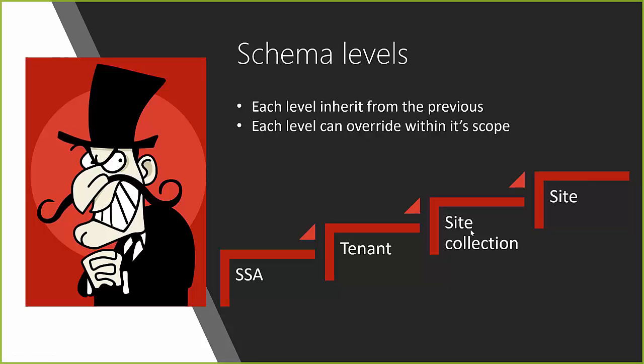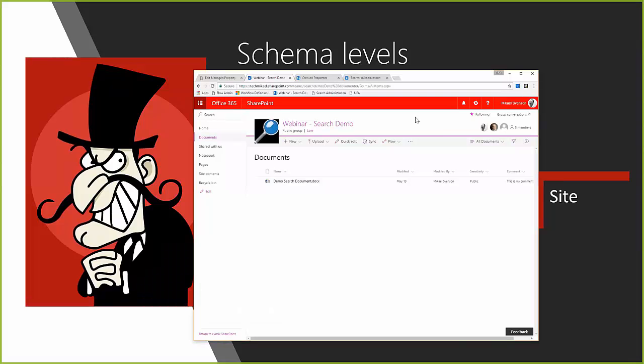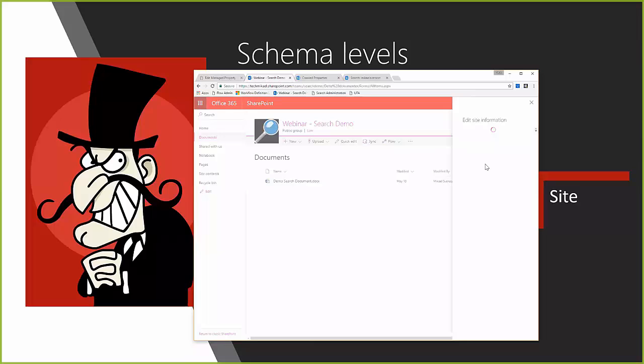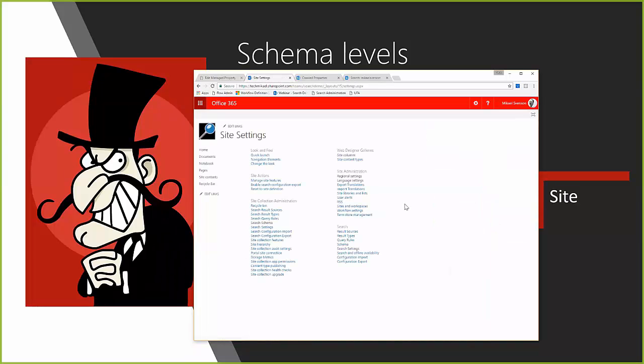Just on a side note on that, it's very hard to see where a mapping is actually coming from if you don't know where it's at. So this is a site collection, and if I go to my settings page on this, let's see, I have my search schema on the site collection.